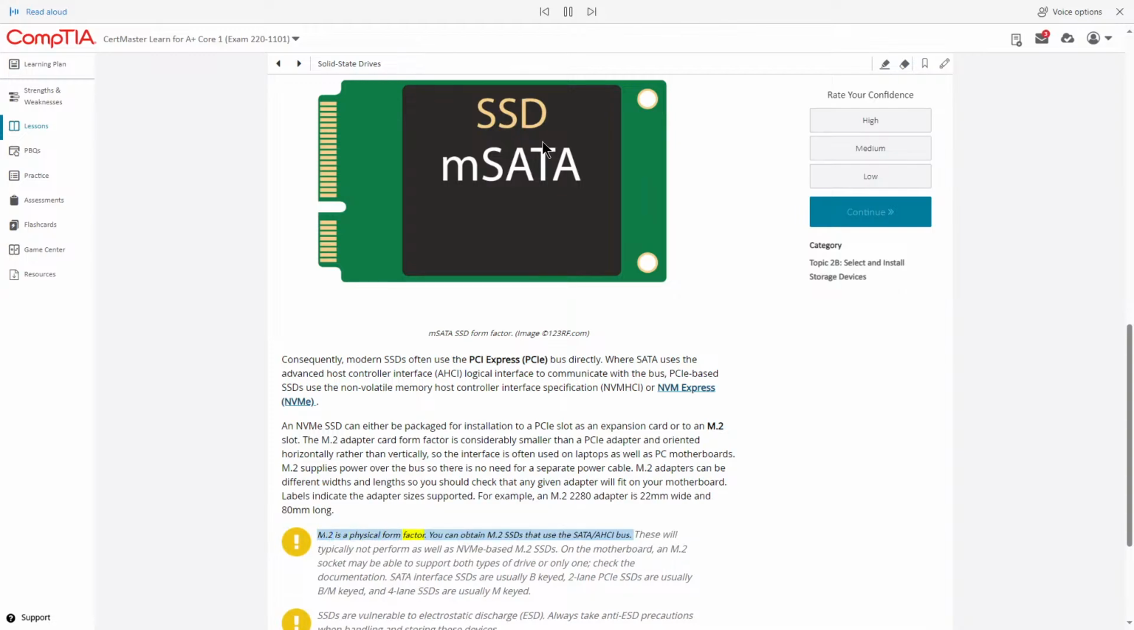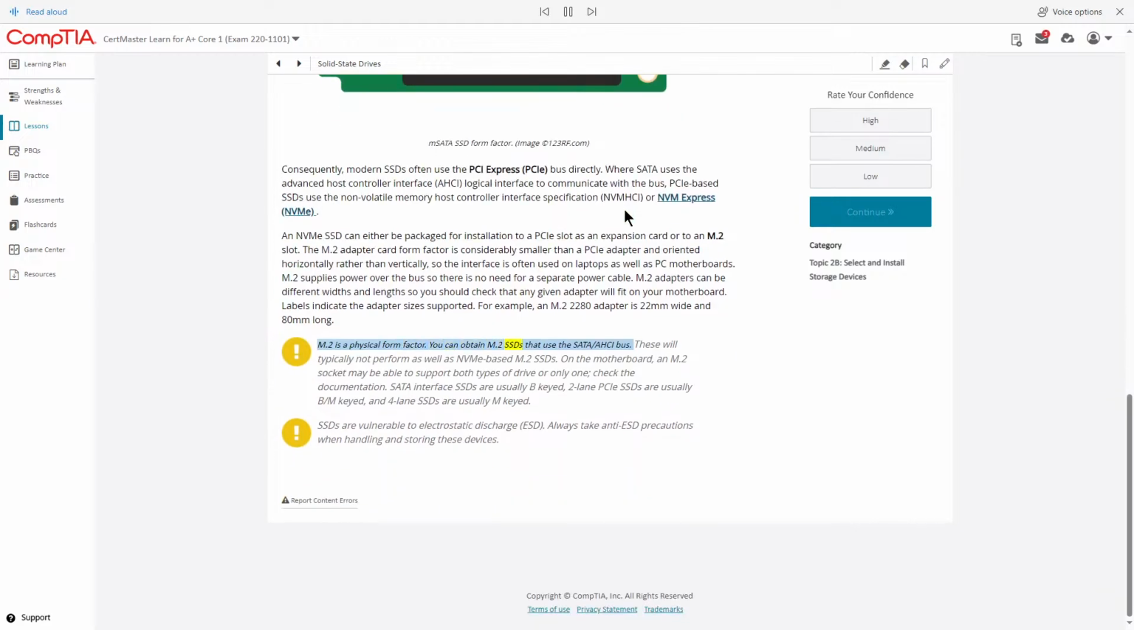M.2 is a physical form factor. You can obtain M.2 SSDs that use the SATA/AHCI bus. These will typically not perform as well as NVMe-based M.2 SSDs. On the motherboard, an M.2 socket may be able to support both types of drive or only one. Check the documentation. SATA interface SSDs are usually B-keyed, 2-lane PCIe SSDs are usually B/M keyed, and 4-lane SSDs are usually M keyed. SSDs are vulnerable to electrostatic discharge, ESD. Always take anti-ESD precautions when handling and storing these devices.